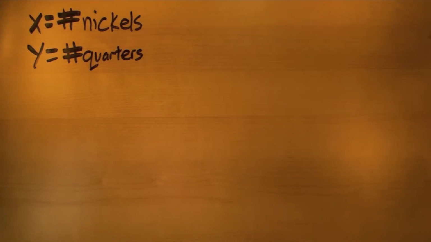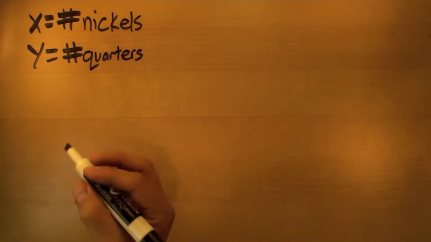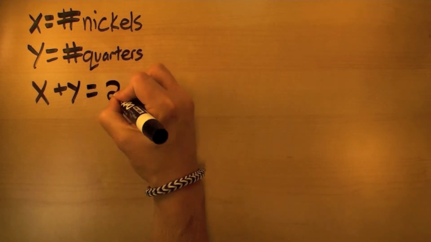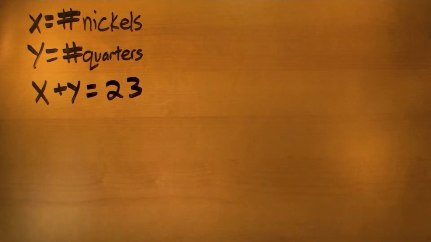So Anakin has saved 23 nickels and quarters, so that we know that together x plus y is equal to 23. That's the easier equation to come up with. The second equation is actually keeping track of the value of those nickels and quarters, and that one's going to make the algebra a little bit messier.